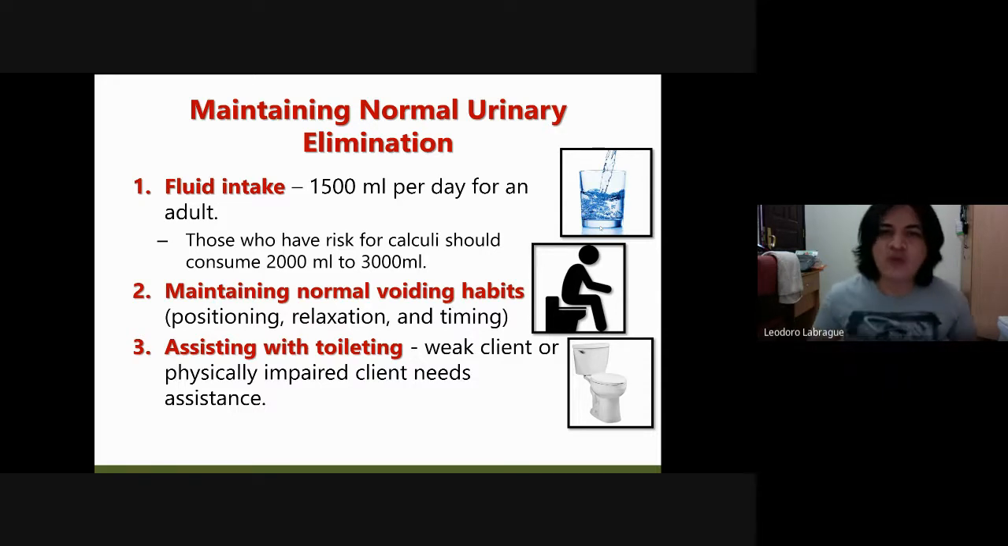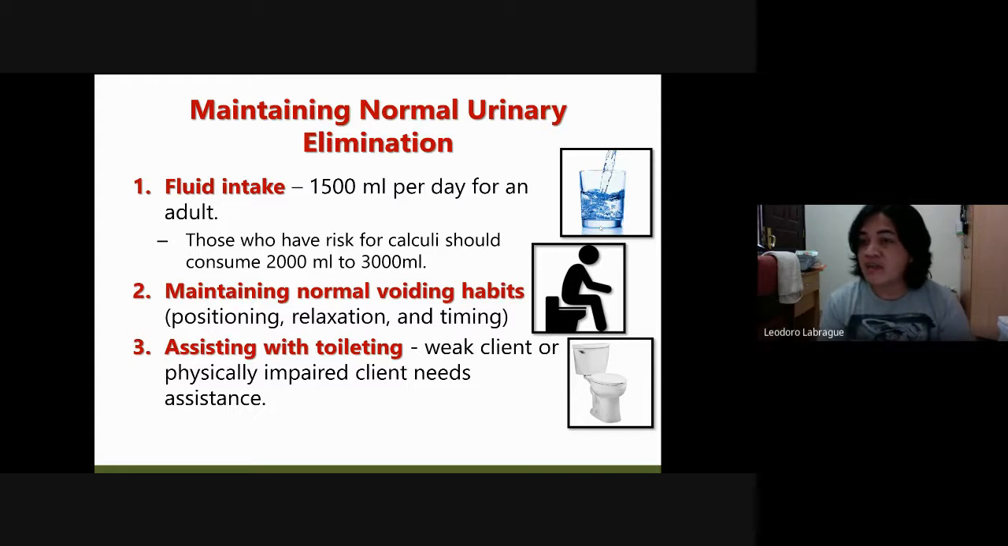Now, how do you maintain normal urinary elimination? Number two, maintaining normal voiding habits. What do you mean by that? When you void, your position should be normal. For ladies, usually you should be sitting. Males also have their position when they urinate. And you should be relaxed. You should not be stressed so that you can have a normal urination.